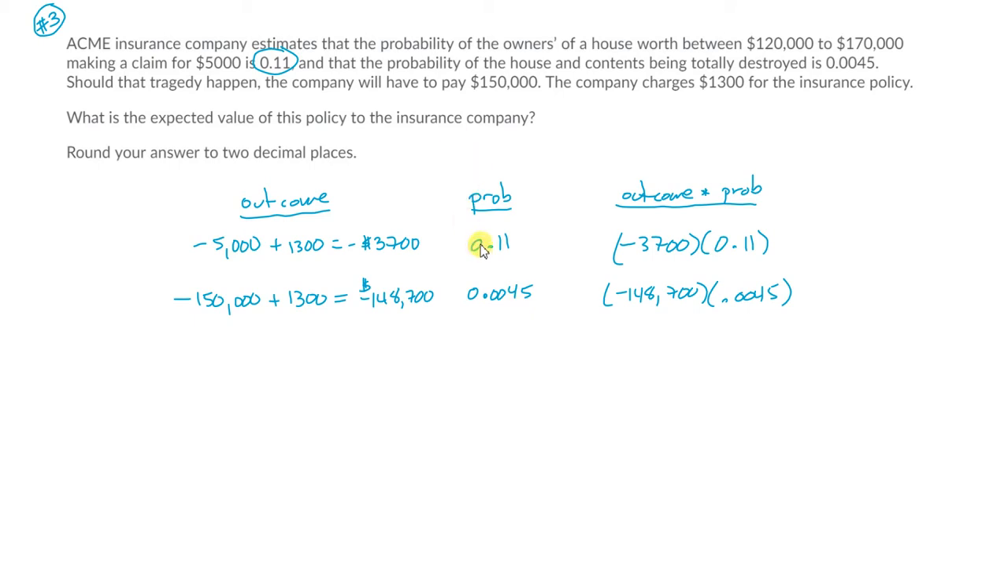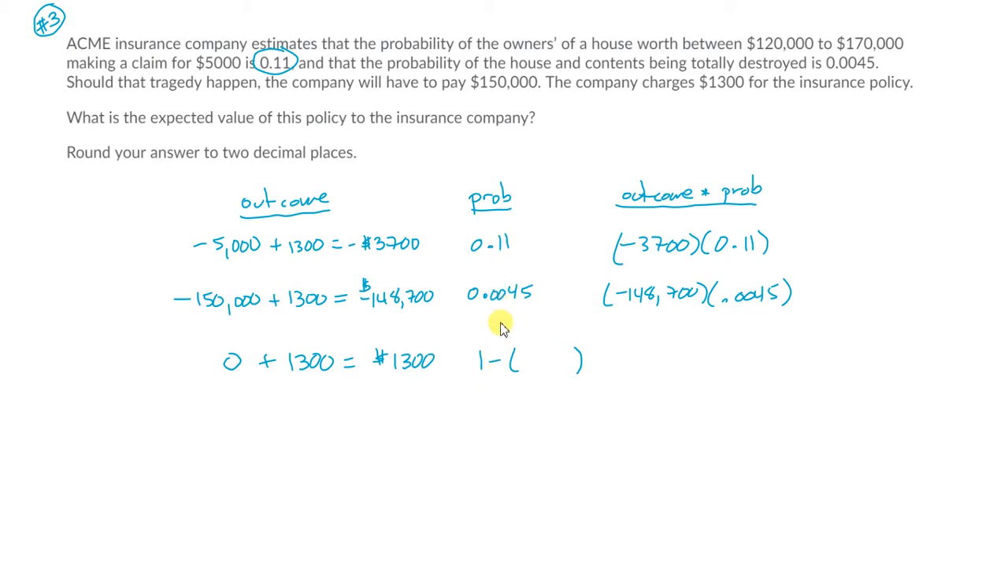I'm missing the fact that for a lot of people, you're not going to have to pay them anything. There's no claim made. A lot of people don't make a claim. So you're paying 0 to them, but you're collecting $1,300 from them. So that's a payout of positive $1,300 to you. In other words, you're collecting $1,300. What's the probability of that? It's the remaining probability. 1 take away whatever we've already accounted for, because they have to add up to 1.